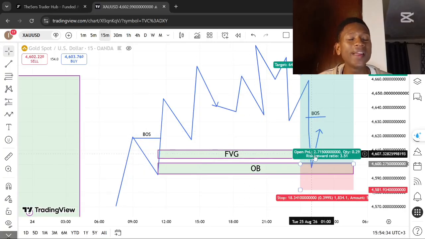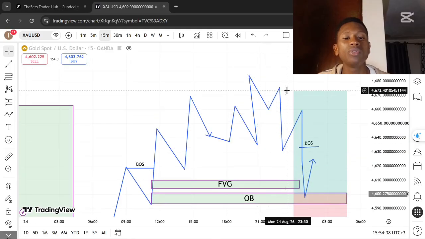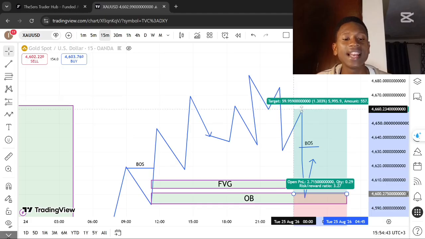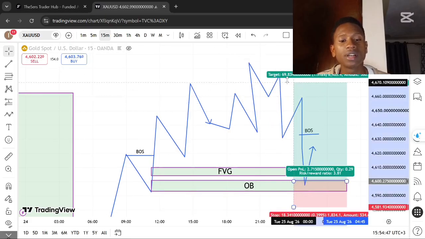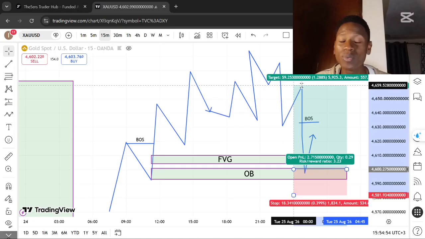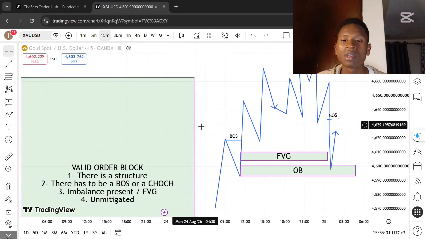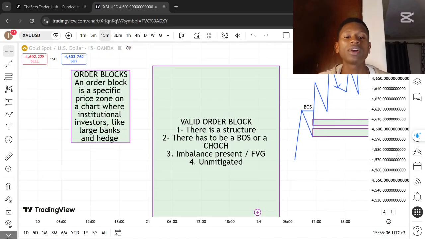So when it immediately touches here, you position for a buy, and that's how you get into profits. You target the last reversal point, or rather the swing high. You can target the last reversal point, which is a very safe place to take profit, or you can target the swing high. All right, so those are the confluences you're supposed to use to confirm that your order block is valid.